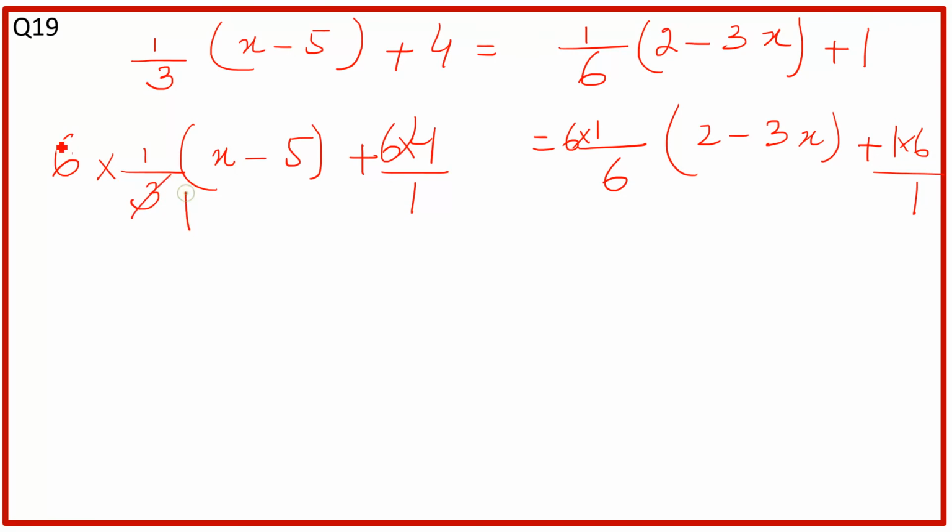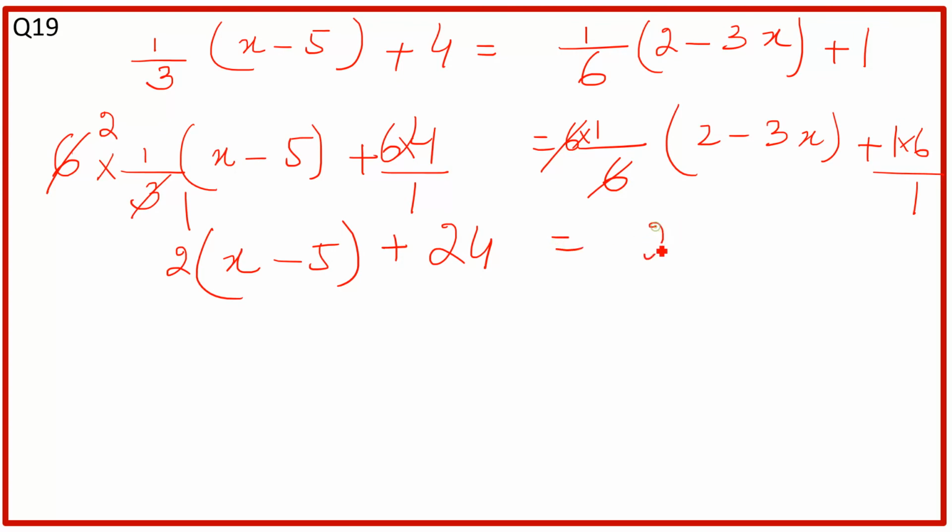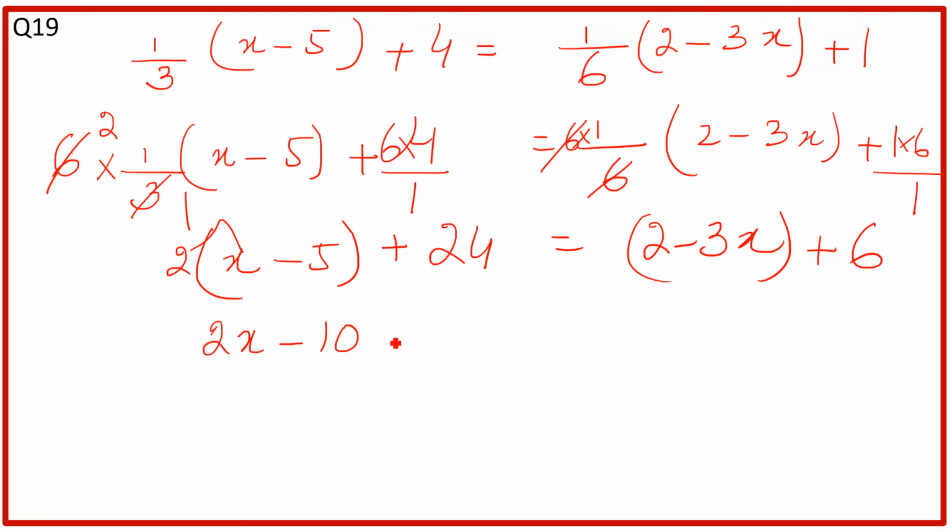Now we will simplify. 3 goes two times into 6, so 2. Same thing here, 6 one time. So I will write it like this: 2(x - 5) + 24 = (2 - 3x) + 6. Now we simplify. This 2 is in front of the parenthesis (x - 5), so multiply: 2x - 10 + 24 = 2 - 3x + 6.